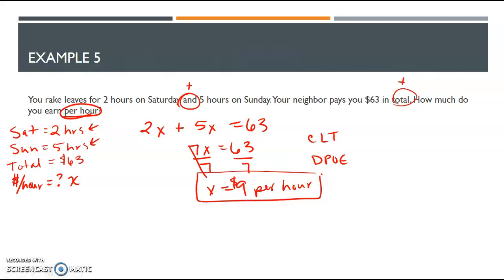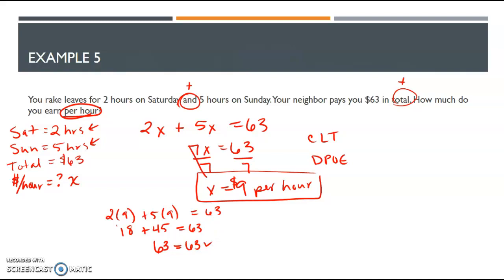And then if I'm not sure, then I can just double check and do 2 times 9 plus 5 times 9. That should equal 63. So 2 times 9 is 18. 5 times 9 is 45. So again, we're working towards that 63. 8 and 5 is 13. 4, 1, and 1 is 6. So we get 63 equals 63, which means I did my math right.